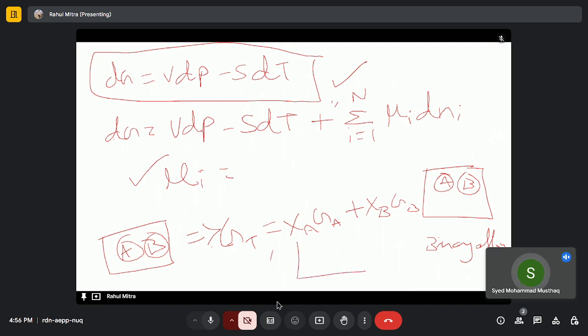If I draw G versus XA, it will be a straight line, right? Let's say I give GA, the molar energy of A, as 5 kilojoules per mole and GB as 10 kilojoules per mole.